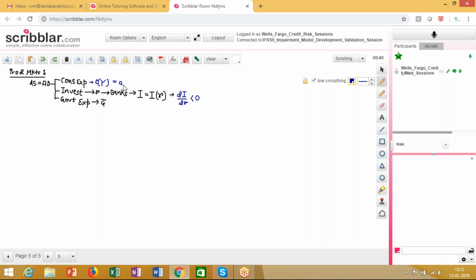And over here, the investment function will be something like this. Investment is some function of an autonomous investment I bar, minus some C into R. So C is the responsiveness of investment to a change in the rate of interest, right? So every time the rate of interest increases by 1, the I bar generally goes down by, I mean, the investment goes down by C units.